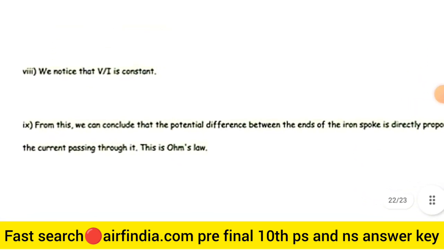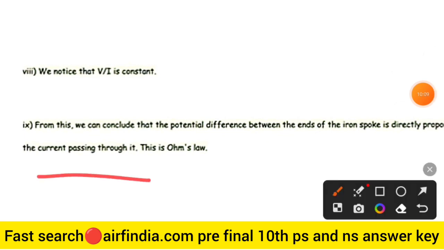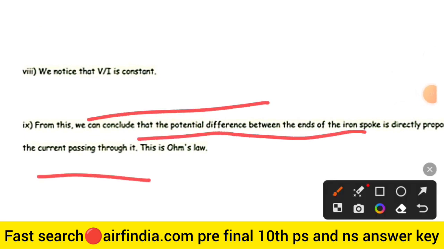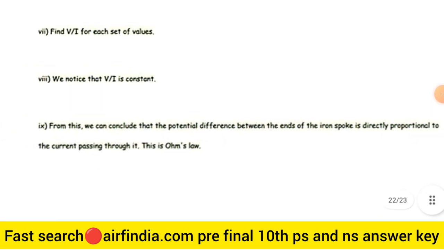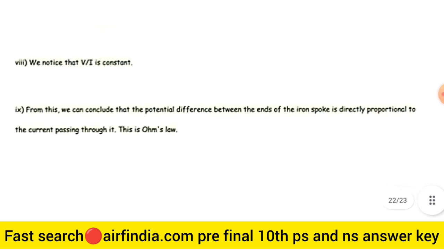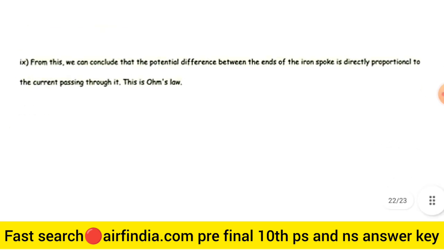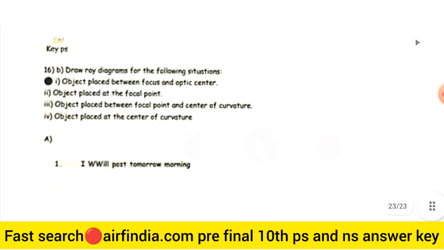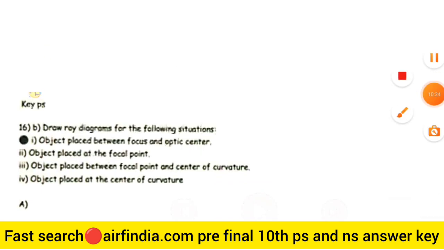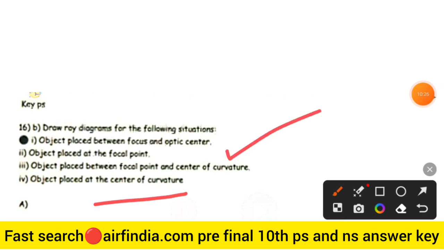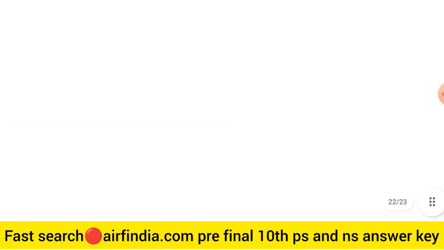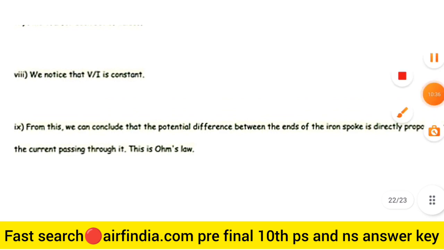And the ninth point is, from this we can conclude that the potential difference between the ends of the iron spoke is directly proportional to the current passing through it. This is Ohm's law. So this is the 16th question answer. Okay, the right option is: object placed between focus and optic center. Answer is A. So this is your answer key of class 10th pre-final PS and NS answer key.